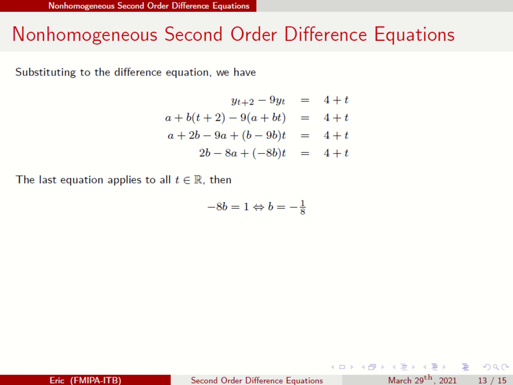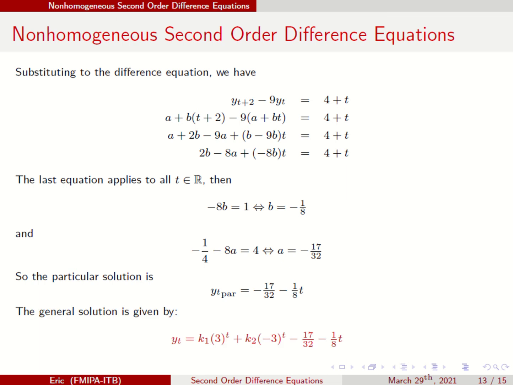So you have minus 8b should be 1, so b should be minus 1 over 8. And 2b minus 8a equals 4. And in the end, you have a equals minus 17 over 32. So the particular solution Y_t is given by minus 17 over 32 minus 1/8 times t.